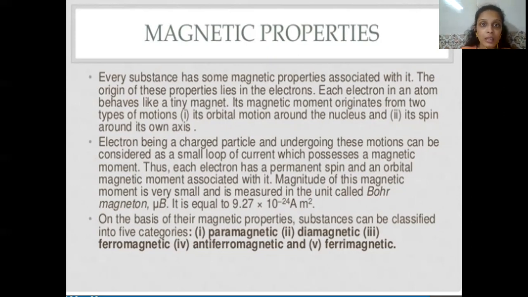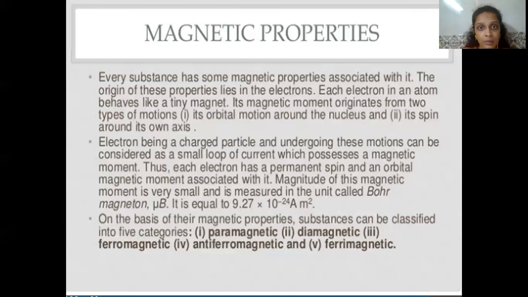In a solid, the electrons revolve around themselves and around the nucleus. So mainly the magnetic property is due to the revolving of electrons. Electrons are charged particles, so when they revolve, they create a magnetic property. Though the value is very small, if we combine the electrons, they do show the magnetic property.